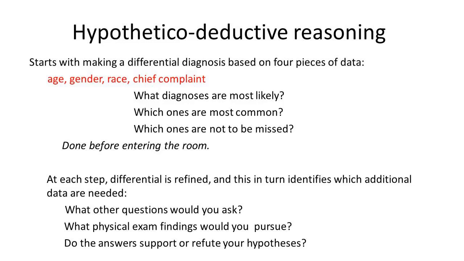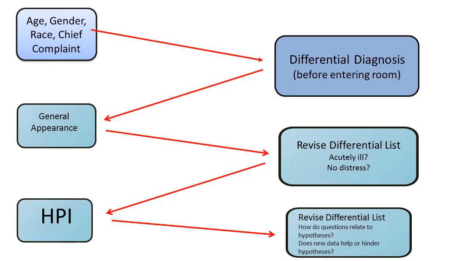Here you might ask your learner which diagnoses are possible, which diagnoses are most common, and/or which diagnoses are not to be missed. At each step in the encounter, the differential is refined, which in turn identifies which additional data are needed. These steps offer opportunities to challenge the learner with questions like, what other historical information would you ask and why? What physical exam elements would you pursue and why? Does this additional information support or refute your hypotheses?